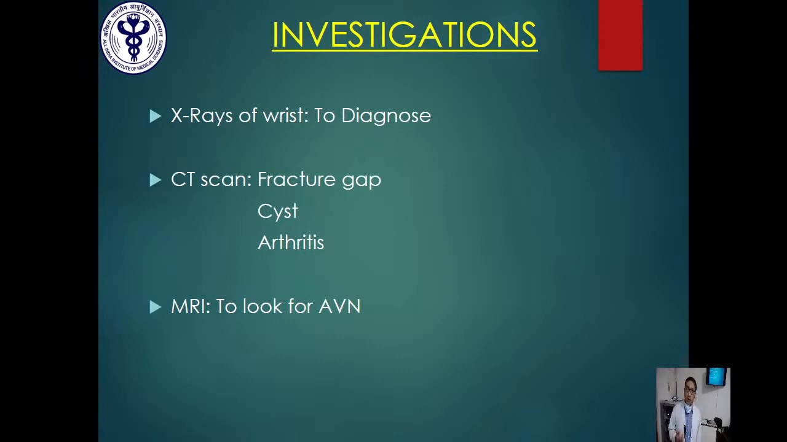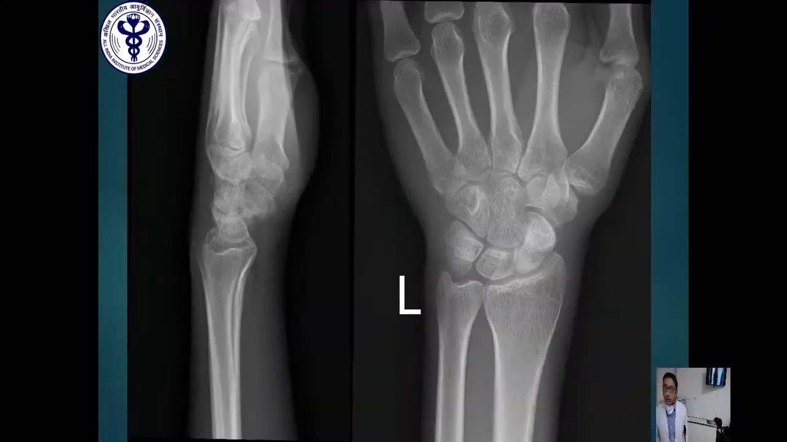Also, we ordered a non-contrast CT scan to look for the status of associated bones and joints, to look for whether there is any fracture gap, cysts, or presence of arthritis. An MRI was also ordered to look for avascular necrosis of the bone, because it is very common that in scaphoid fractures the proximal fragment goes into avascular necrosis. This is the radiograph. I would like my radiology colleague to discuss the findings.